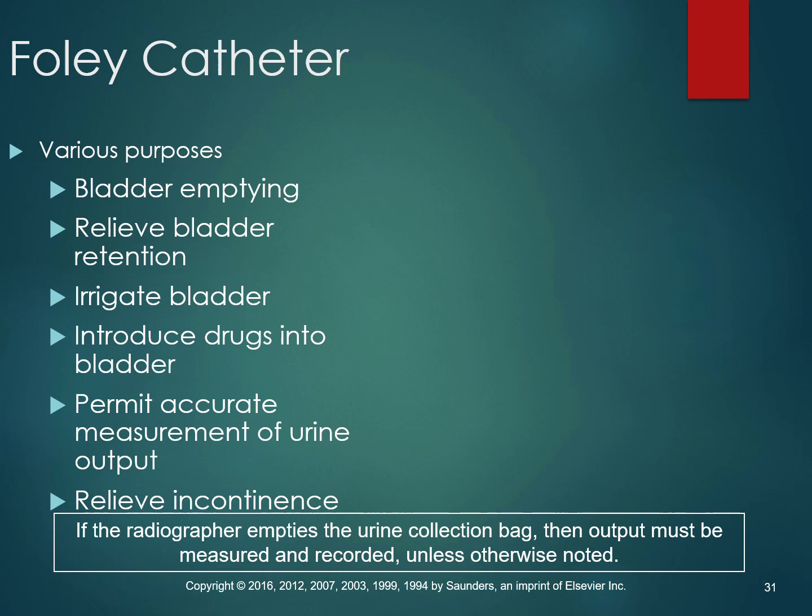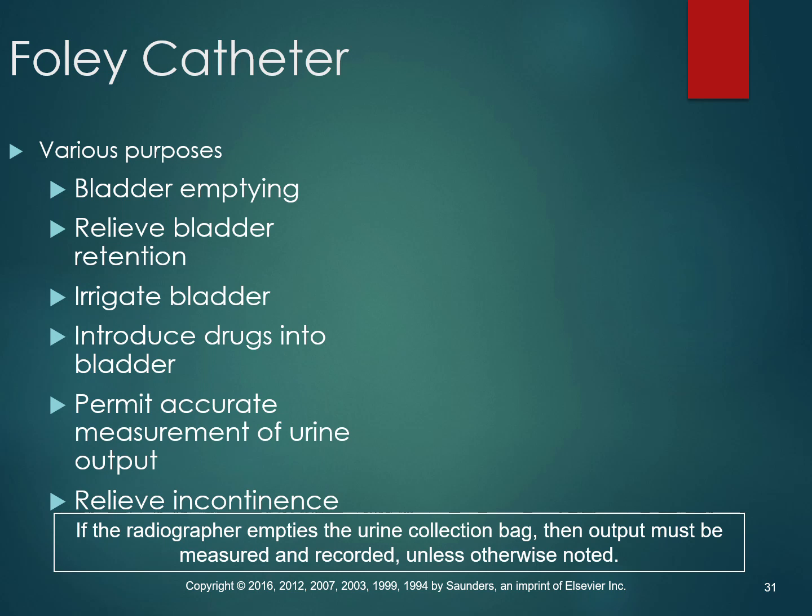Right. So what are they for? Obviously emptying the bladder, right? It's a tube that's placed into the bladder. It's going to be done to relieve bladder retention. You can use it to irrigate the bladder, so if they need to flush out the bladder, it can be done to introduce drugs into the bladder, to permit accurate measurement of urine output. That's a big one because there's markings on the bag that indicate how much urine is coming out. To relieve incontinence. Incontinence, remember, is the patient cannot control the flow of their urine.